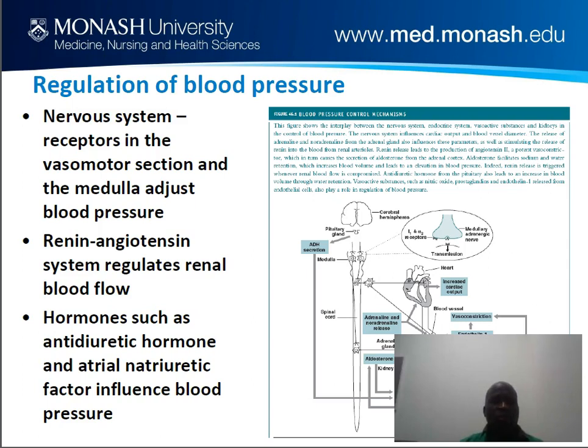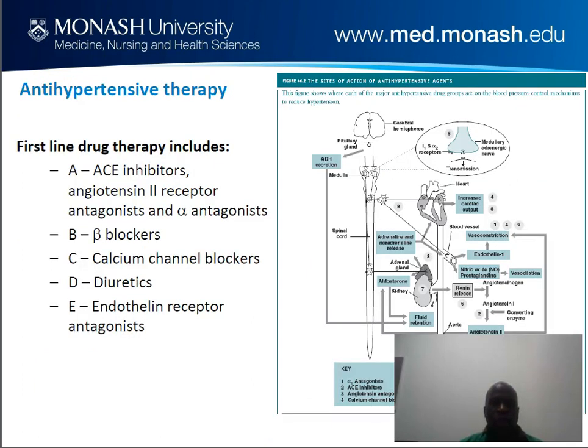atrial natriuretic factor, which influence blood pressure as well. So we have three systems that actually regulate blood pressure. Firstly is the nervous system, where we have receptors in the vasomotor section and medulla which adjust pressure. And then we also have the renin-angiotensin system which regulates blood pressure in the kidneys. Also we have hormones such as antidiuretic hormone and atrial hormones which reduce blood pressure.